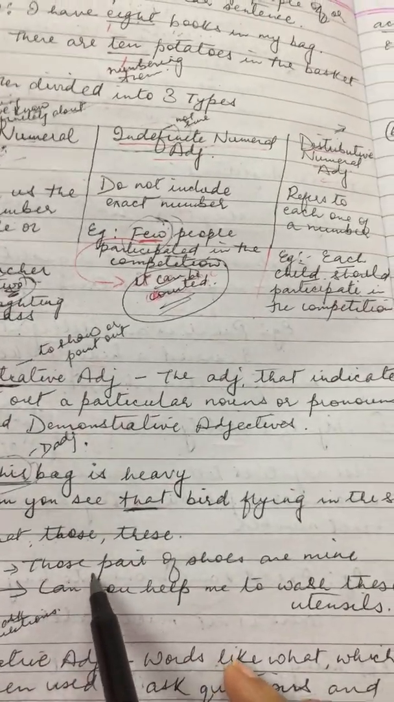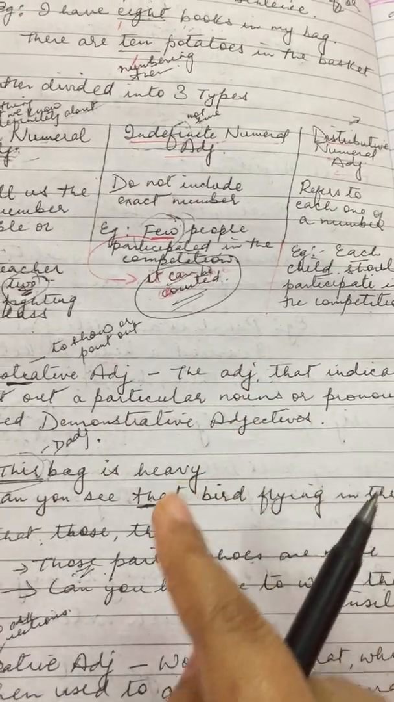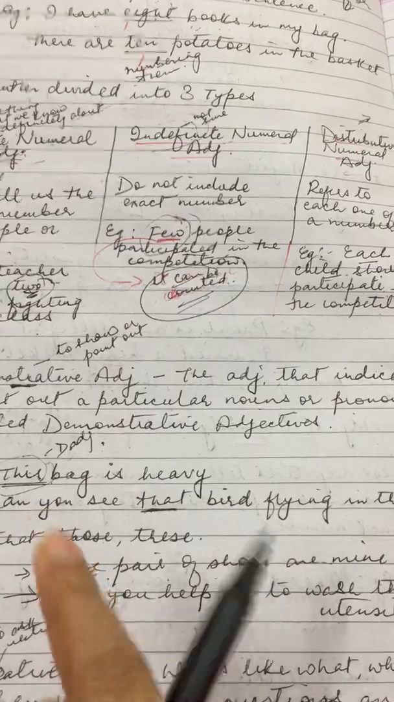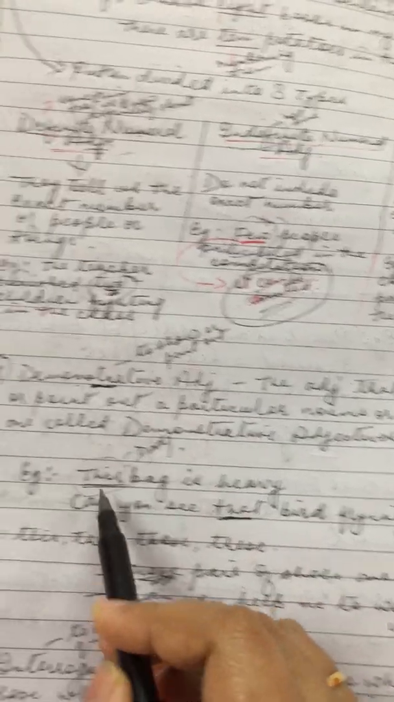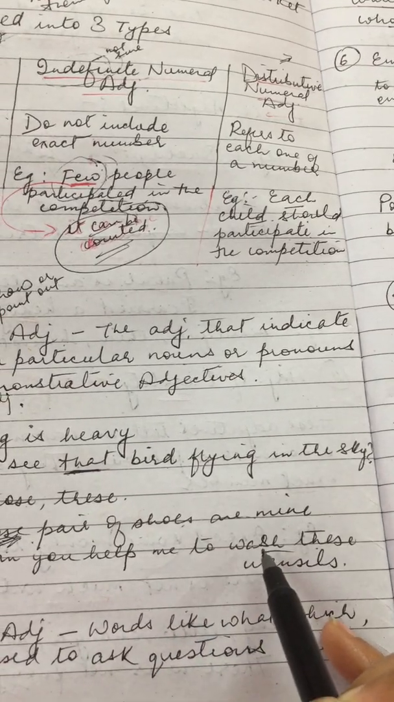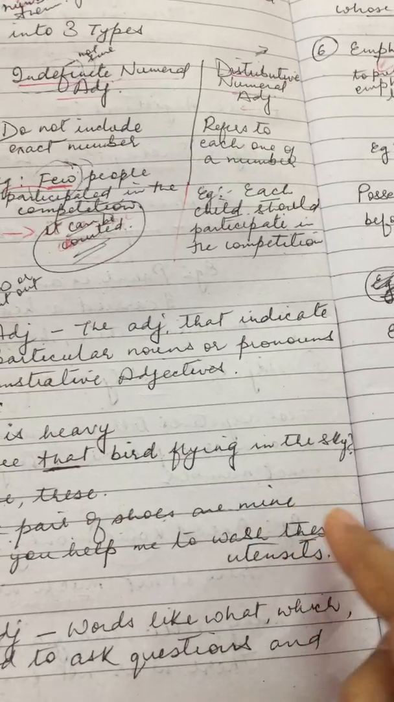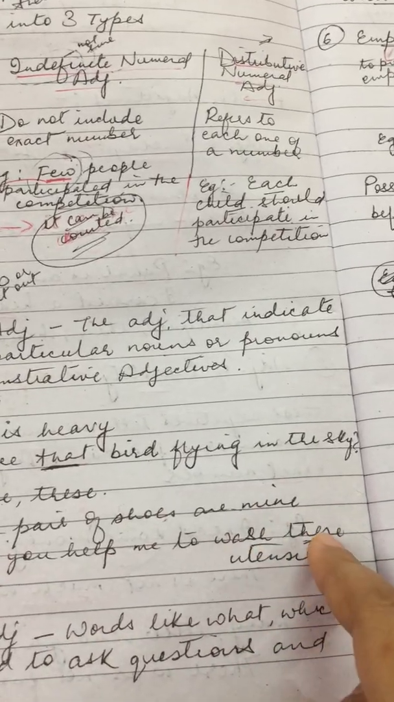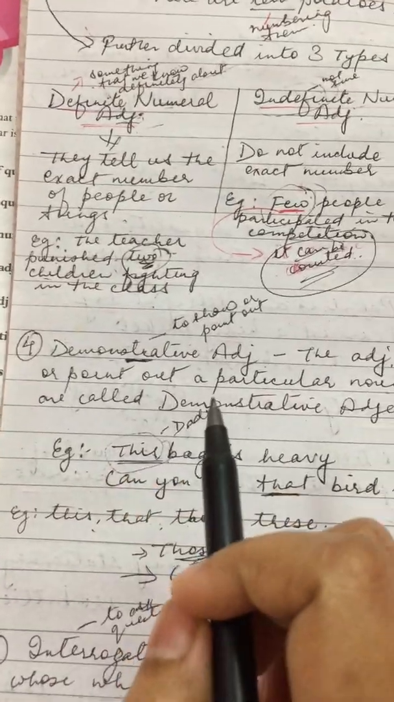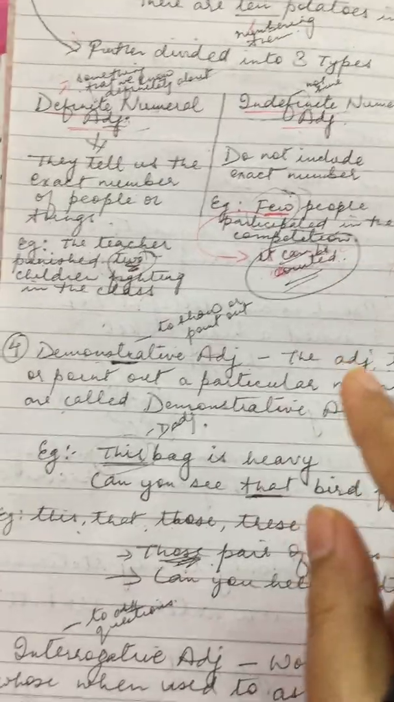Some more examples are, those pair of shoes are mine. Those, you are pointing, na? You are showing it, you are demonstrating it, you are pointing out at something and saying. Whenever you point out, you use these words, those. Can you help me to wash these utensils? These utensils, you are pointing out. These. Again, a demonstrative adjective. Demonstrative adjectives are adjectives that point at something.